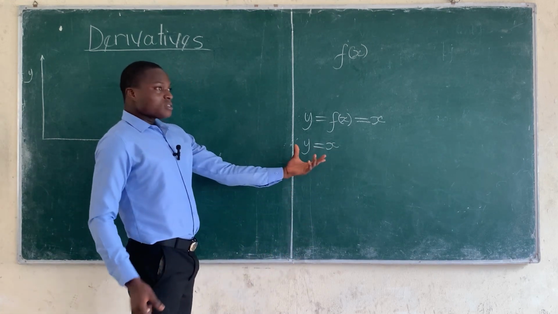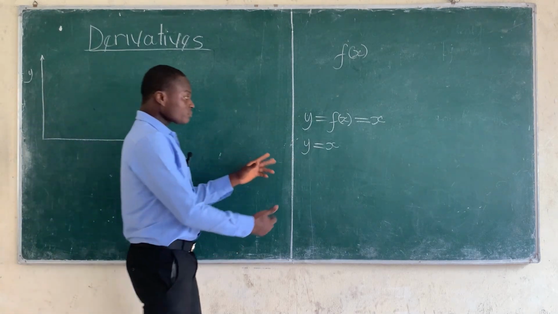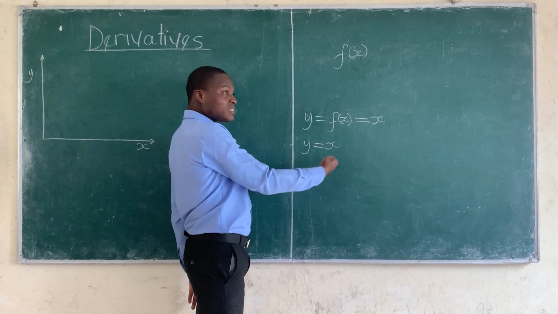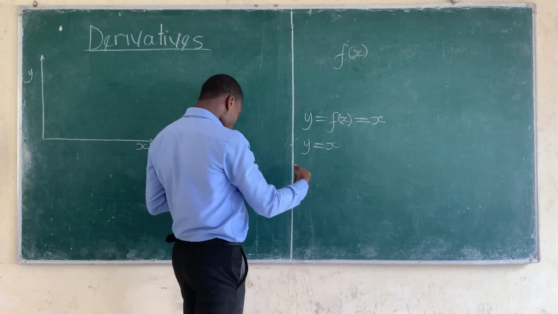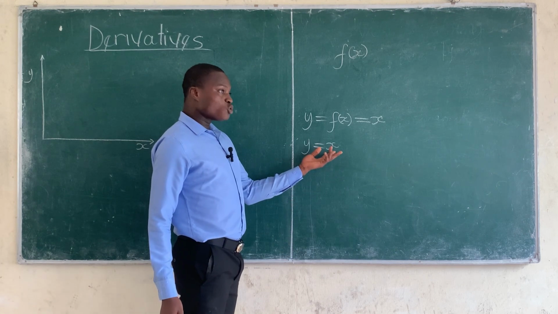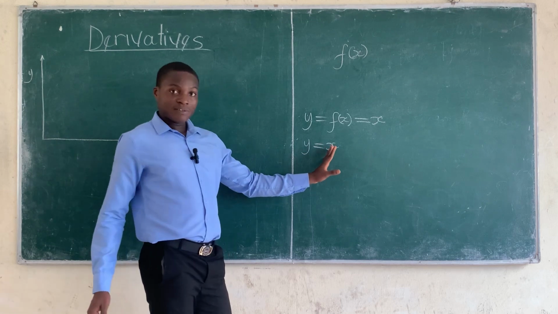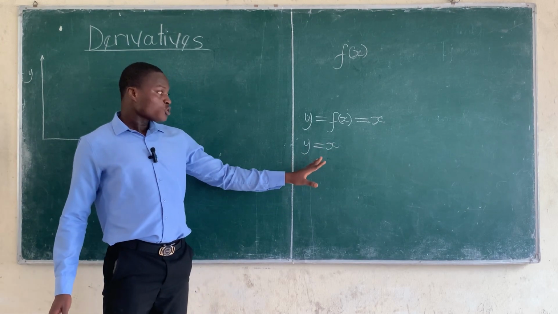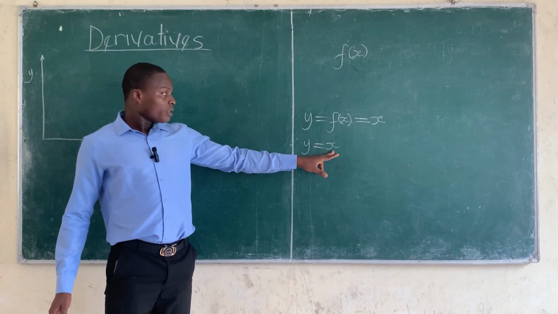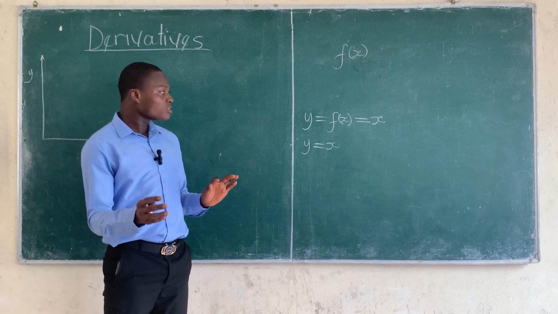If we are to plot this function on this graph, you see that as x increases, y will also increase. Assuming we put a value for x, say 2, y also will be 2. If x is 3, y will be 3. If x is 5, y also will be 5. So you see that an increase in x gives us a corresponding increase in y. Both x and y here will increase equally.